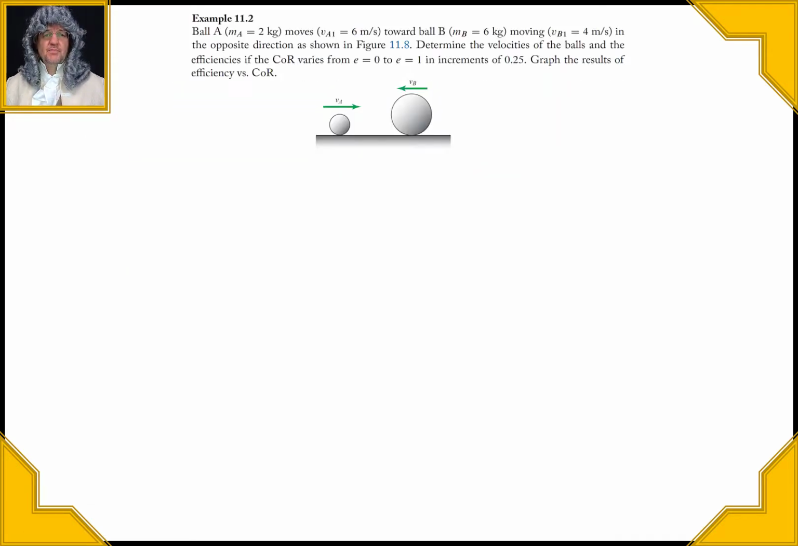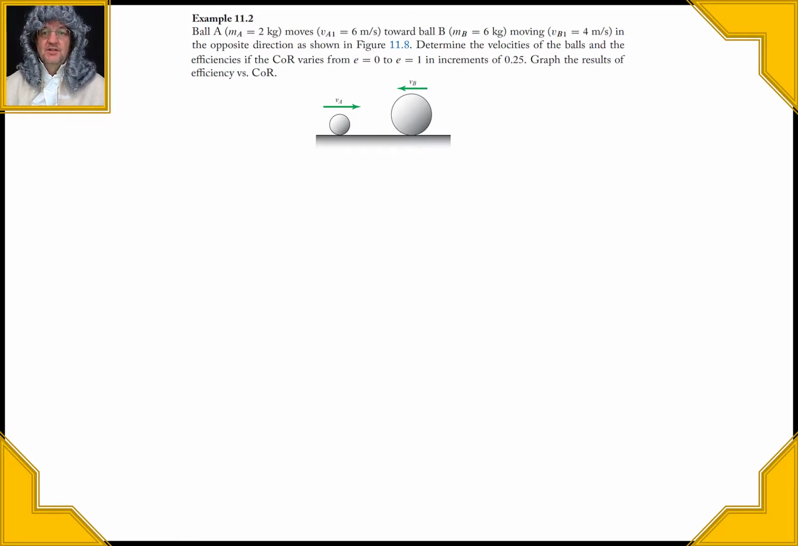Okay, so here's the example. We have two balls. Now we have to imagine that these balls are going to hit each other in the center, even though one is smaller than the other. But these are particles, so we're going to ignore the physical size. The size here is just to indicate that one has a larger mass than the other. So we have ball A, which is 2 kilograms, and it's moving at 6 meters per second to the right. And ball B is 6 kilograms, and it's moving to the left at 4 meters per second.